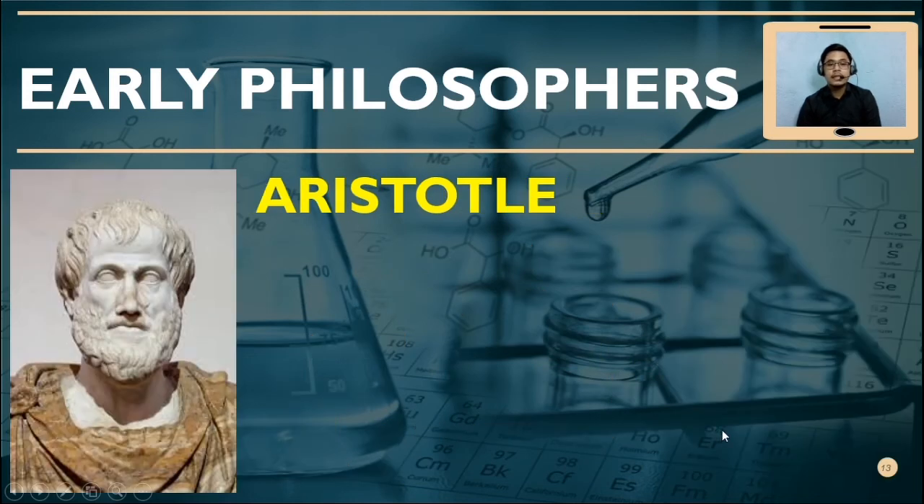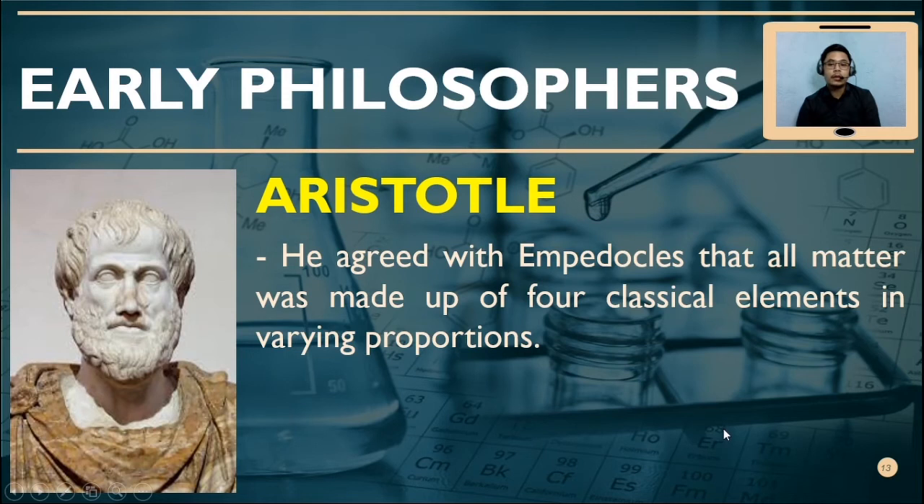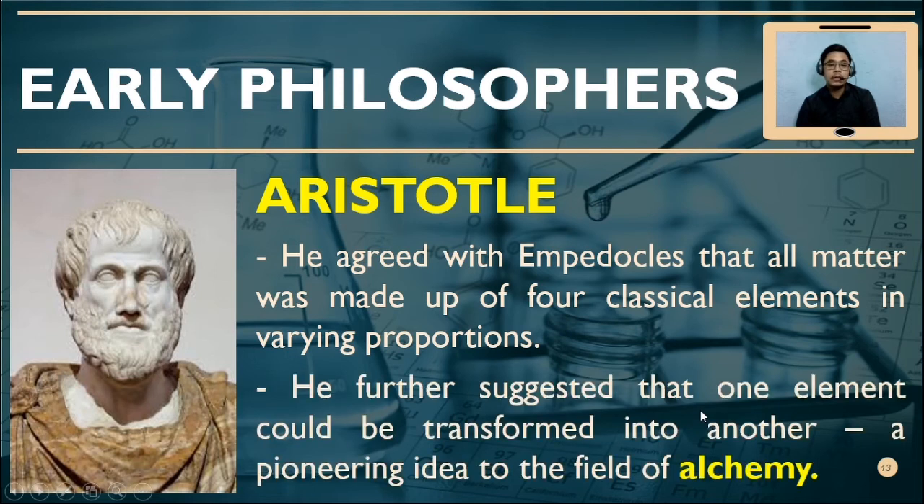And next philosopher is Aristotle. So Aristotle agreed with Empedocles that all matter was made up of 4 classical elements in varying proportions. And in addition, he further suggested that one element could be transformed into another, a pioneering idea in the field of alchemy. So alchemy is a pseudoscience, wherein when we say pseudoscience, that is a false science, wherein dito kasi sa alchemy naniniwala sila na yung isang substance can transform into another substance. Example nito is ang gold di umano, okay, under ng alchemy ay nagmula sa mga bronze. So as time goes by, itong bronze na to pwede siyang maging gold. So ganun yung idea under the alchemy.